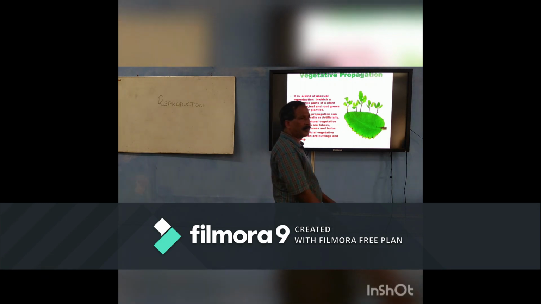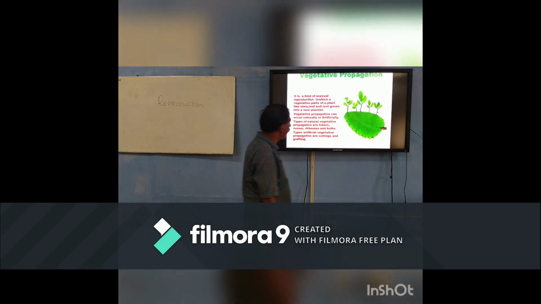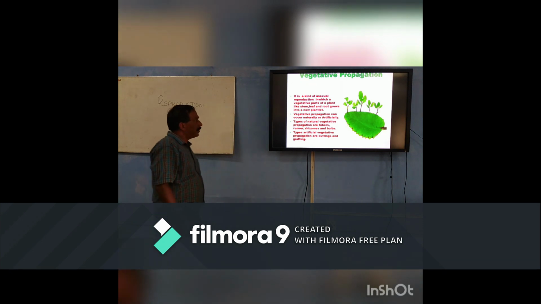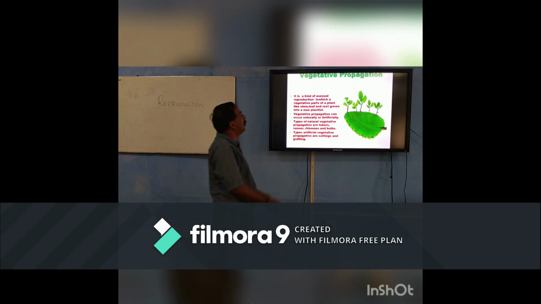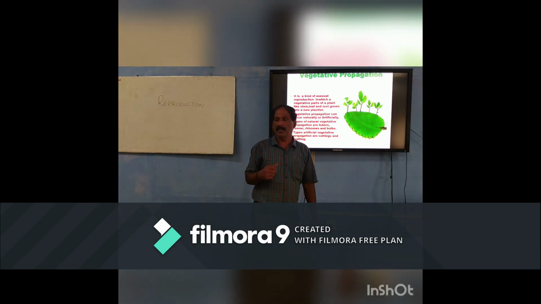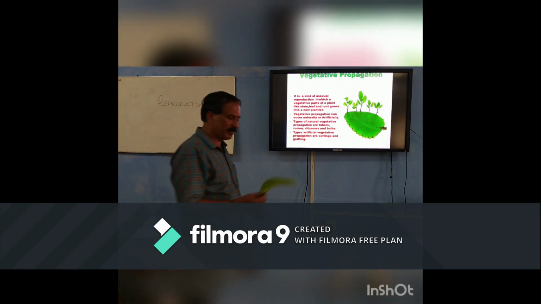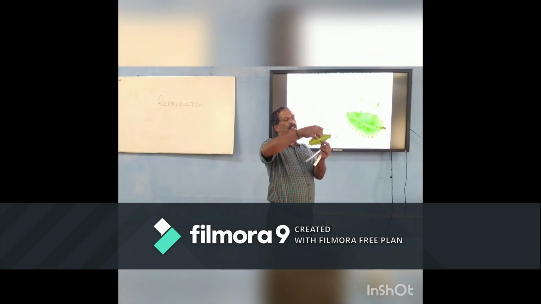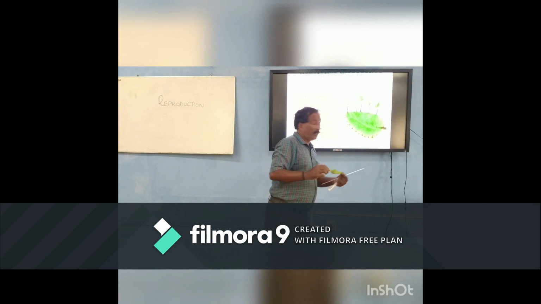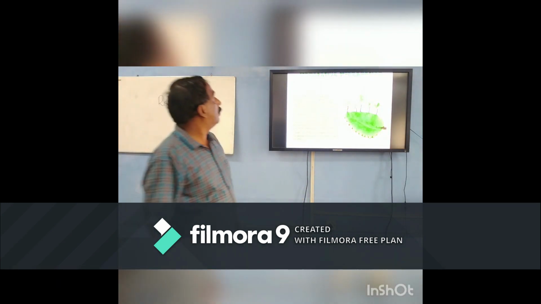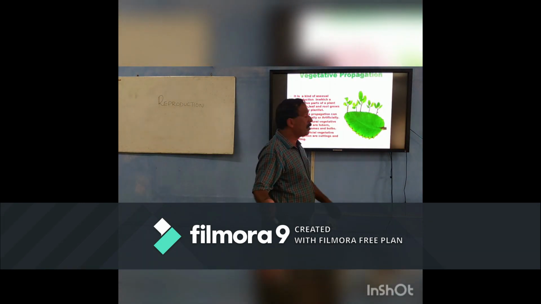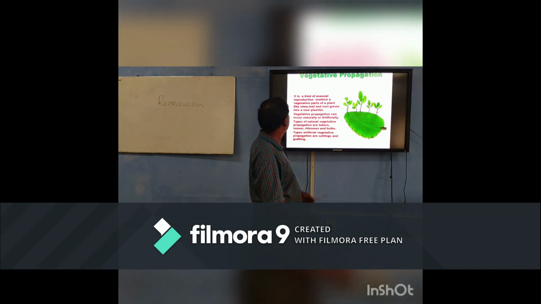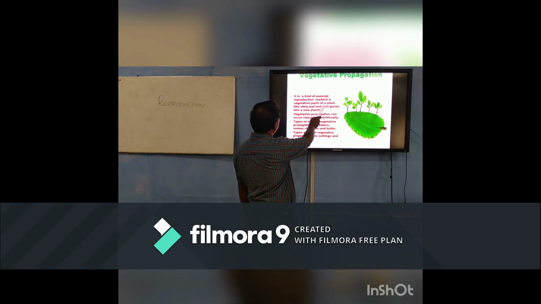Vegetative propagation is common in plants. The reproductive part of the plant is the flower, and when the new plant arises from other vegetative parts, it is known as vegetative propagation. Example, bryophyllum. You can see here the leaf. From these notches on the leaf margins, new plantlets arise. So from the vegetative part, the leaf, a new plantlet arises, and this mode of vegetative propagation is very common in bryophyllum. Vegetative parts like stem and leaf grow.